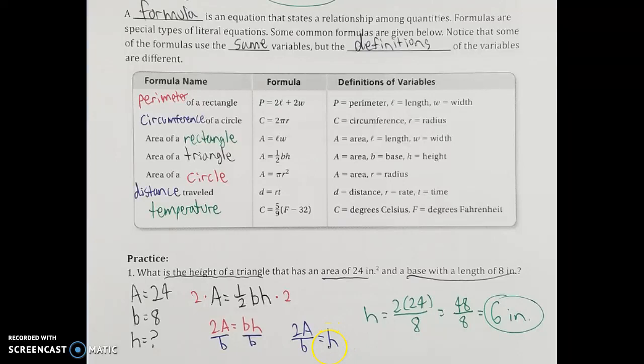Now, just like that first question, all I have to do is replace with my variables. If I know the area is 24, I can substitute 24 for a. If I know the base is 8, I can substitute 8 for b. And now I can just simplify. 2 times 24 is 48, and 48 divided by 8 gives us 6. After I've got my answer, I just have to make sure that we use our units for a word problem. So 6 inches for your height.